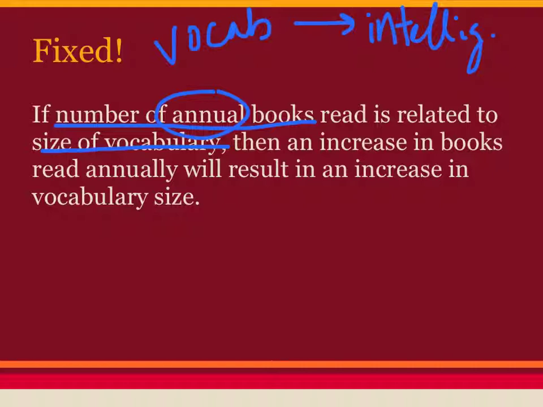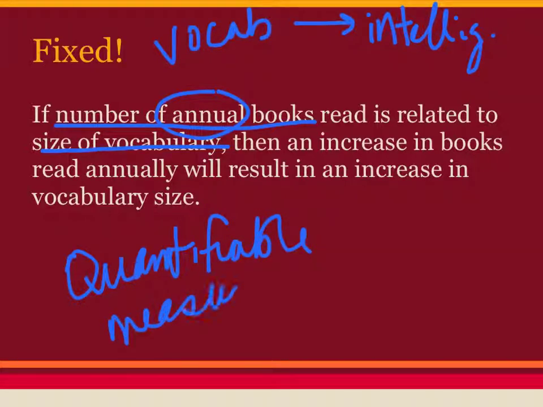And so if I say if the number of annual books read is related to the size of your vocabulary, I can quantify that. I can quantify how many books you read every year, and I can quantify using various methods how big your vocabulary is and how big your working vocabulary is. So I've generated a second variable that's actually quantifiable, that can be measured. That's really the issue with the original hypothesis, and that's what I wanted to get at with this one.